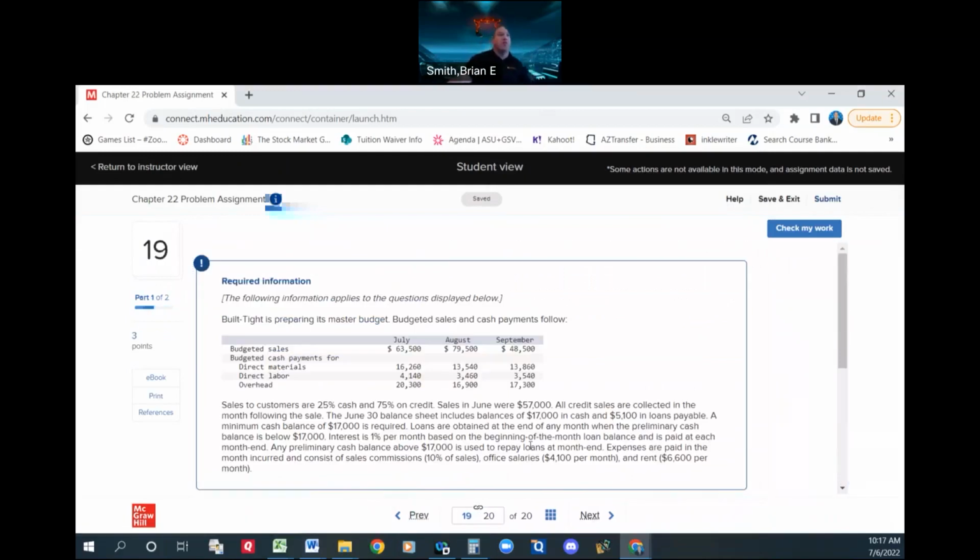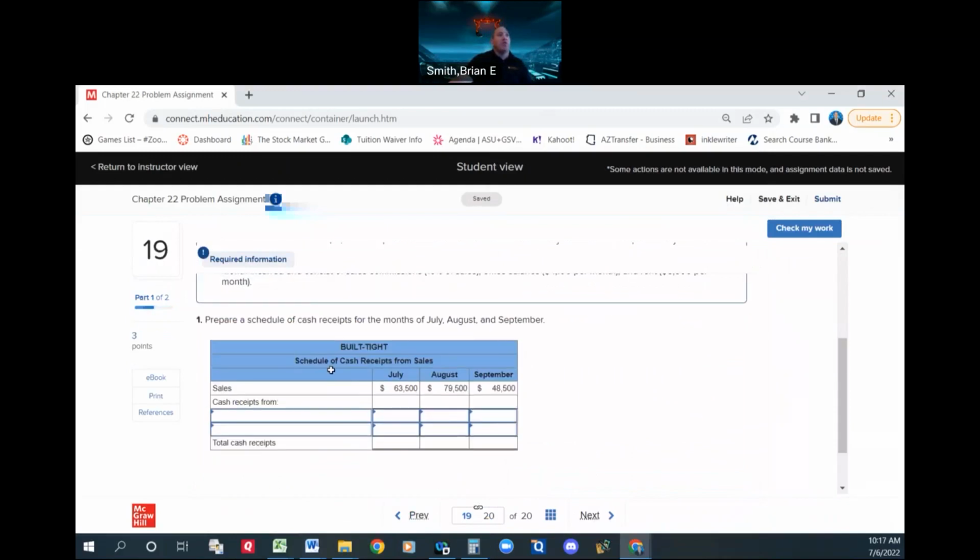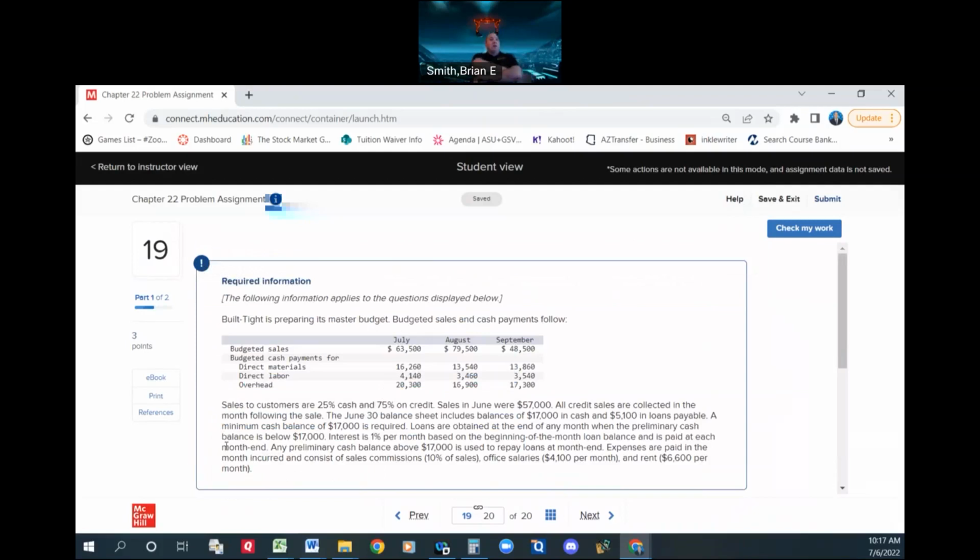Okay. Look at number 19 here. Oh, we're going to have some fun with this guy. We are going to do a schedule of cash receipts from sales. Prepare a schedule of cash receipts for the months of July, August, and September. Sales to customers are 25% cash, 75% on credit. Sales in June were there. All credit sales are collected in the month following the sale. June 30th balance sheet includes 17,000 in cash and 5,100 in loans payable. Looks like we're tied to 20, so we're going to carry this stuff over. So that's probably all we need for this.